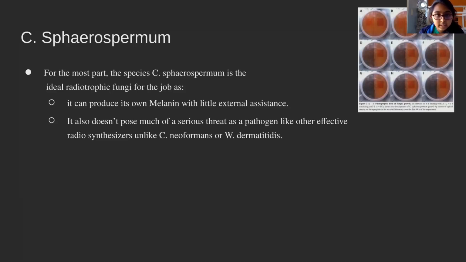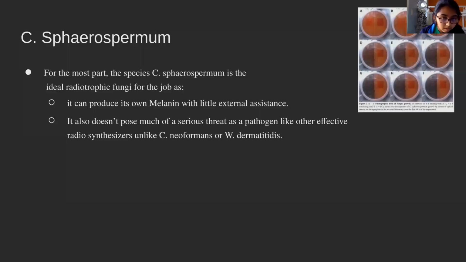And this fungus, unlike many other radiotrophic fungi like C. neoformans and Dormanditis, is not a pathogen or a parasite, while these are, so it'll be much safer to have this on board than these two or many others, as most radiotrophic fungi are parasites and pathogens.